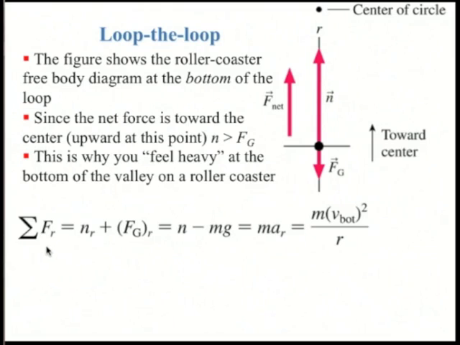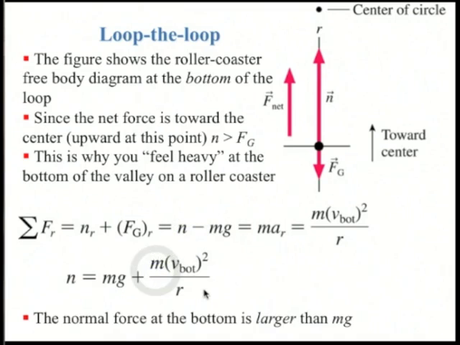If you want to work out the net force in the r direction, it's the normal force, radial component, which is n, plus the radial component of the gravity force, which is negative mg, and this must equal the centripetal force, mv squared over r. If you solve this for the normal force n, you get the normal force is mg plus mv squared over r. The normal force is larger than mg.